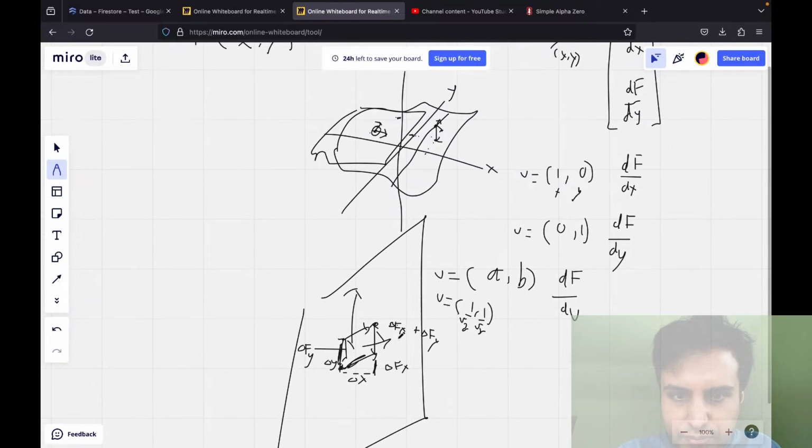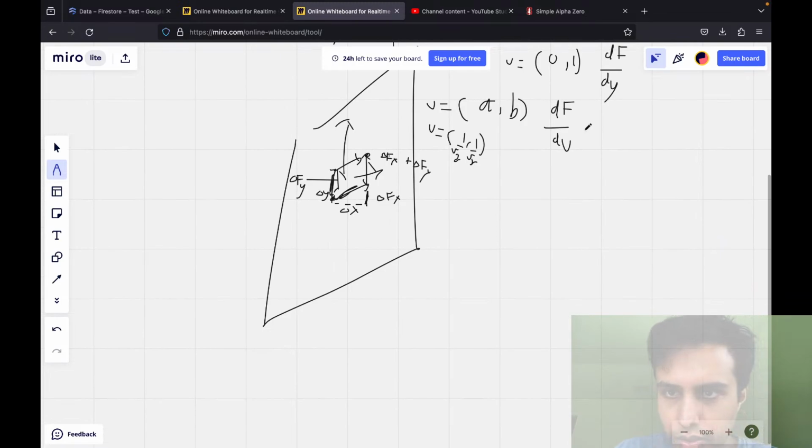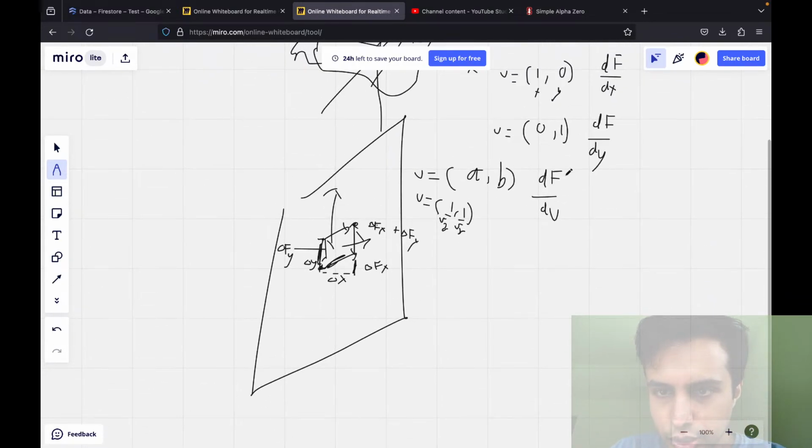Now, the idea is that df dy equals df dx times a, because we took a tiny step here and a tiny step here, but basically, yeah.